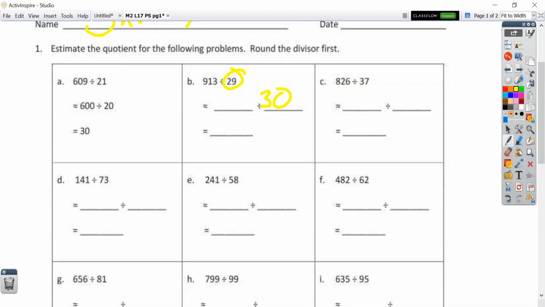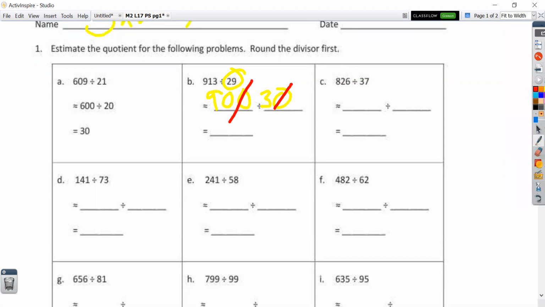3, 6, 9, right? So 900 would be the answer. I shouldn't say the answer, but it's what we need to round our dividend to so that we can easily work with this. Now we can go ahead and think about what we do with the multiples of 10. And now we're really working with 90 divided by 3. Well, 9 divided by 3 is 3, and then we keep that 0 there, and our answer is 30.